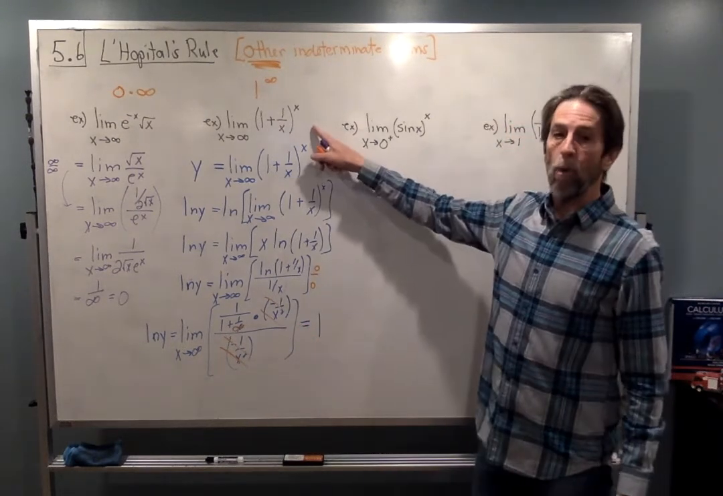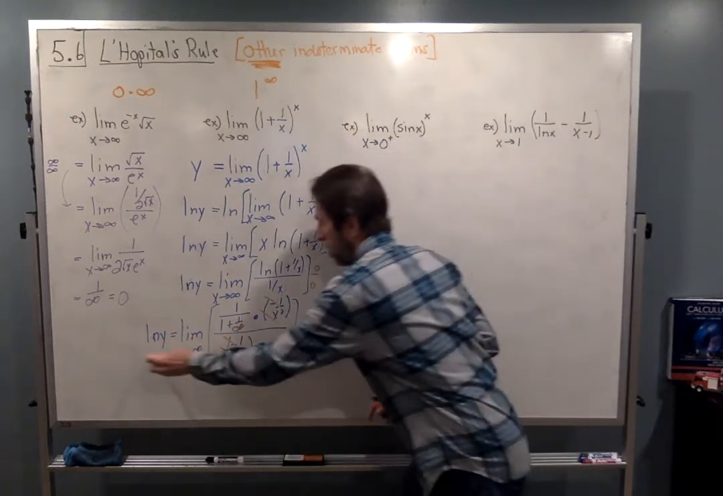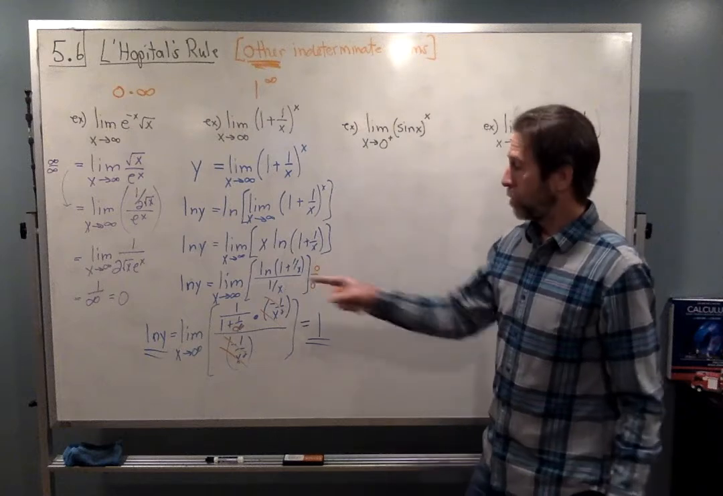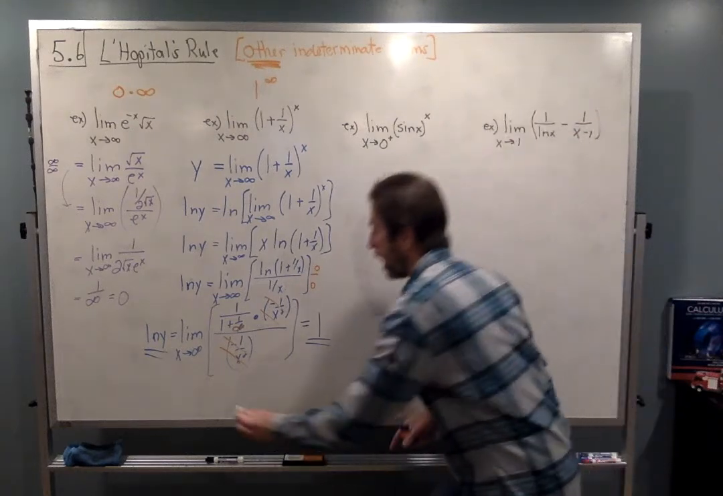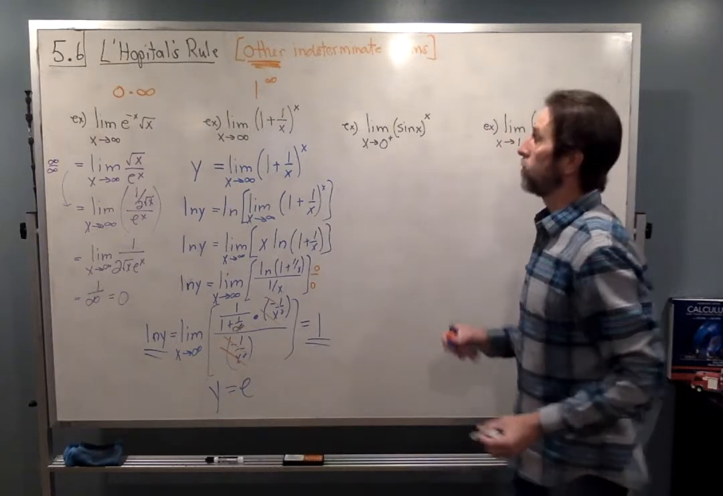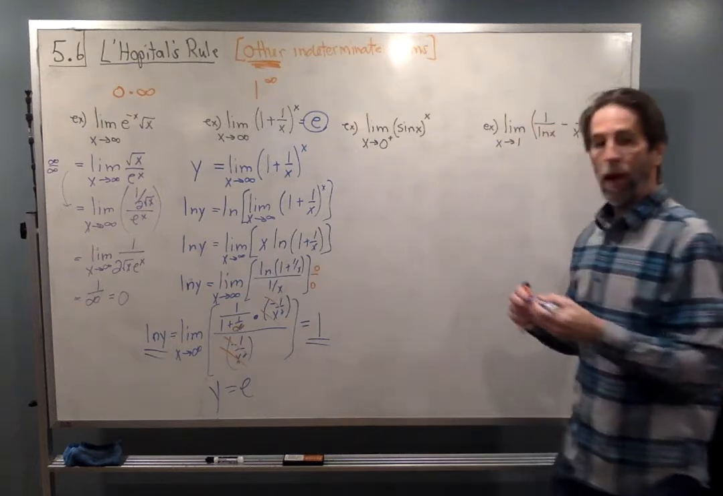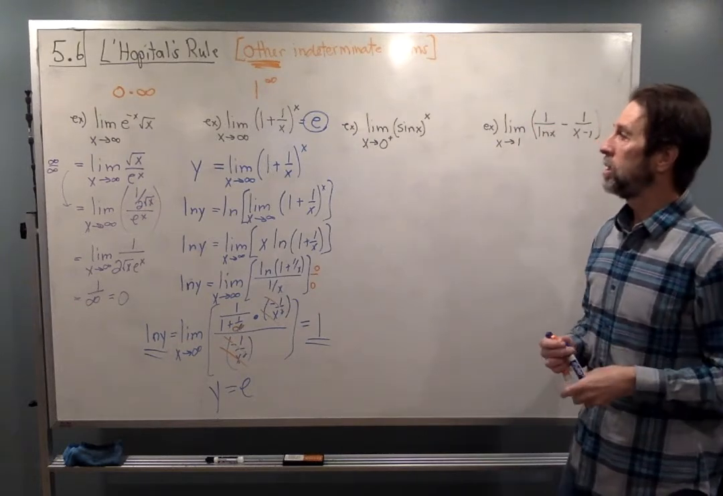Now, this limit is not 1. Remember, the log of y equals 1. So if the log of y equals 1, y must be the base to the first power, which is e. So this thing is e. That mysterious number, irrational number, famous number, is going to be e.